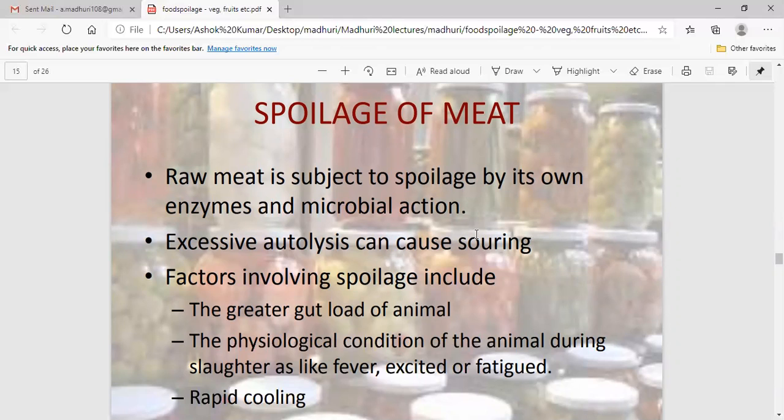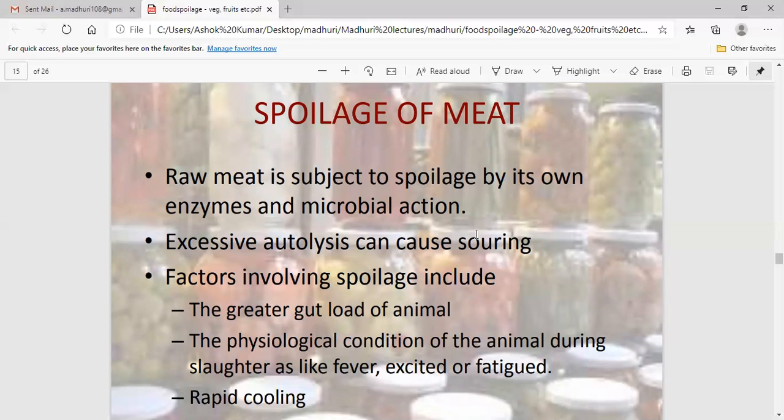Autolysis means, auto means self, lysis means breaking. If the cells in the meat undergo autolysis, it will result in souring of the meat. And factors involving spoilage include greater gut load of the animal. So what are the different factors which are responsible for spoilage of meat? They are higher gut load of the animal. What is gut? Gut means the intestine.